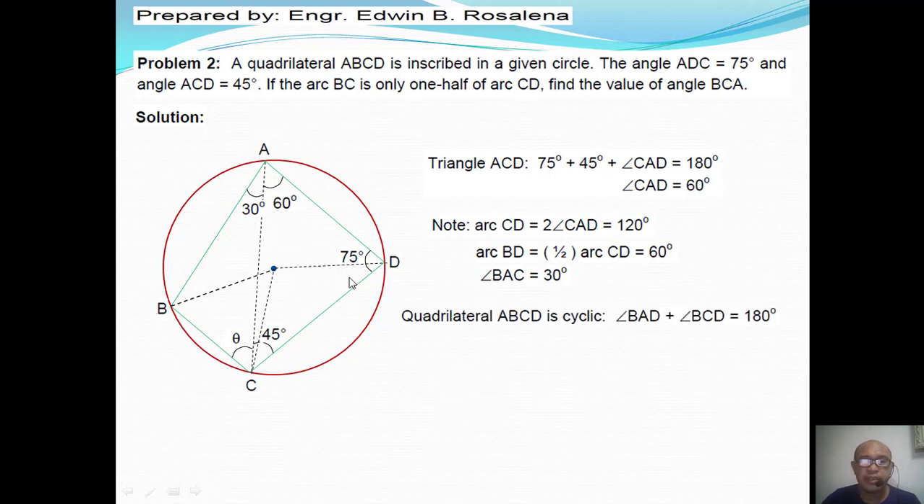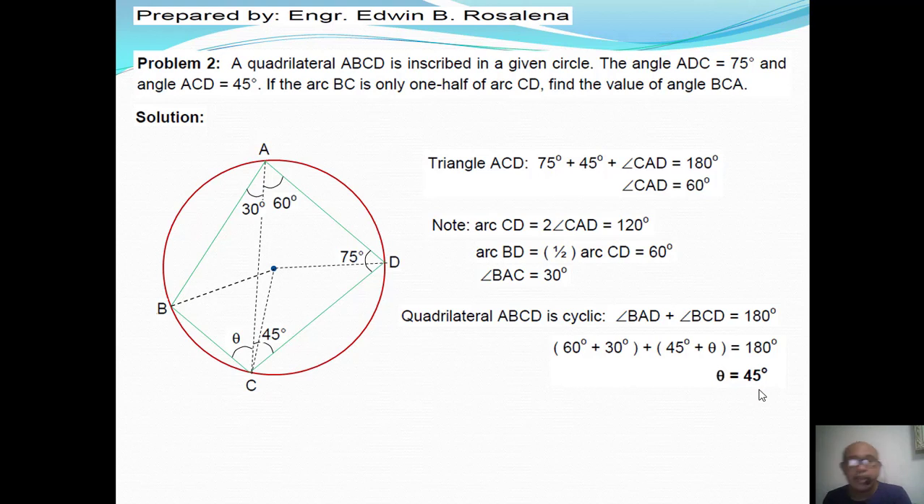If we consider the whole quadrilateral ABCD, it is cyclic, and in a cyclic quadrilateral the sum of the opposite angles is equal to 180 degrees. So if we sum up angle BAD, which is this 30 plus 60, plus angle BCD, which is theta plus 45, the sum is 180. Substituting values, 60 plus 30 plus 45 plus theta equal to 180, and angle theta is equal to 45 degrees. The property involved there is about the measurement of the arc and the inscribed angle.